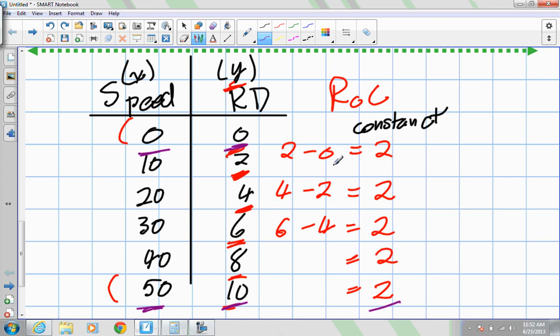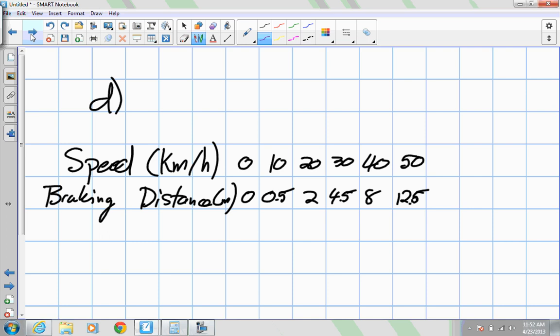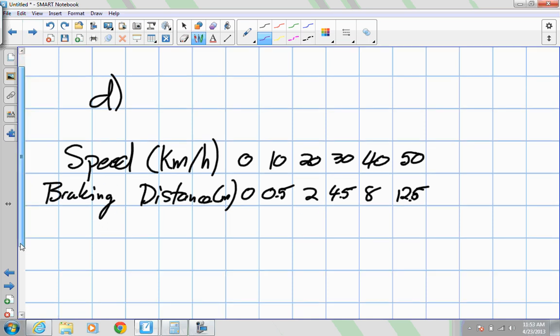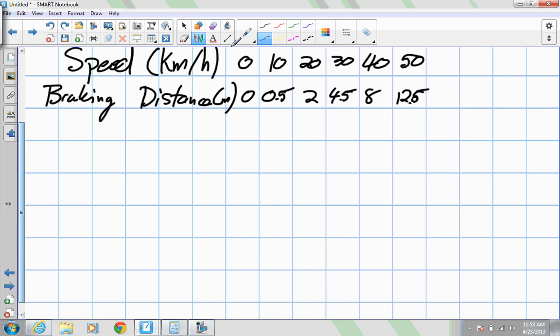But let's say we have another question. We're going to do speed versus braking distance. We'll do the same thing. We'll set it up so that it's easier to do our first differences or our rate of change. We'll do speed and braking distance here. This is question D, yeah.